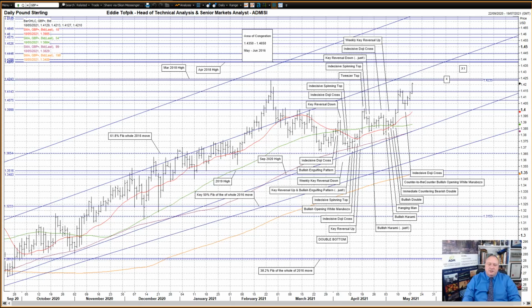Cable, aka sterling against the US dollar. A second bullish white soldier yesterday and a test up to the resistance at 141.43. This is the second of the oft-mentioned trio of overhead resistances of 140.75, 141.43 and the March 2018 high at 142.43. We also have the double bottom formed since mid-March.